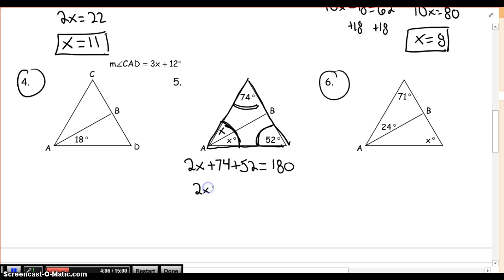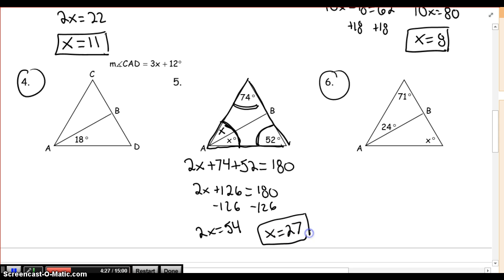So I've got 2x, and I'm going to add 74 and 52 to get 126, and that equals 180. Then just subtract, and I get 2x equals 54, and when I divide by 2, x equals 27. So again, I want you to give number 6 a try on your own, and let's see how that goes.